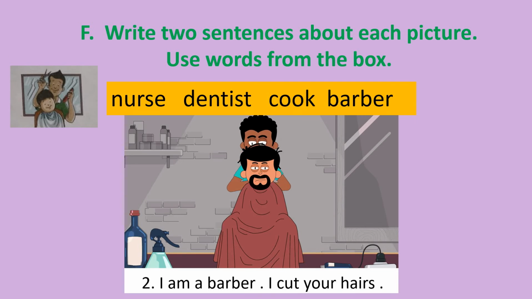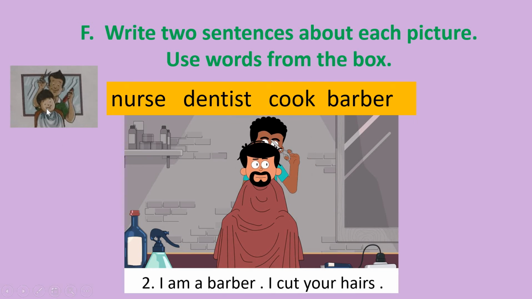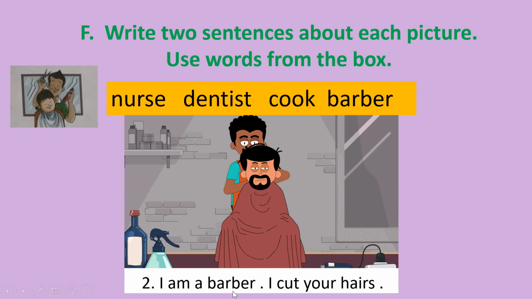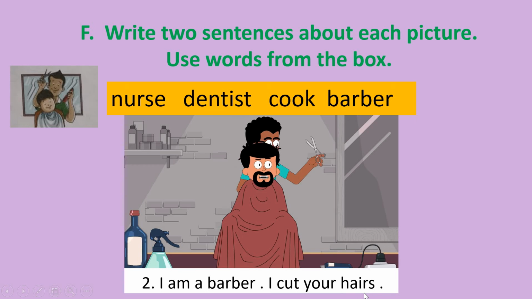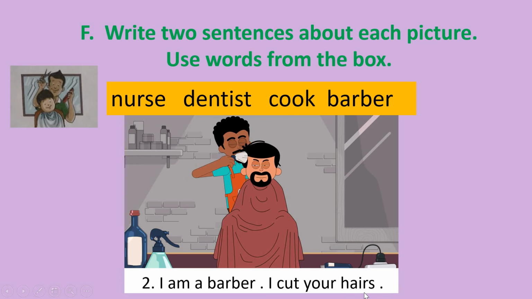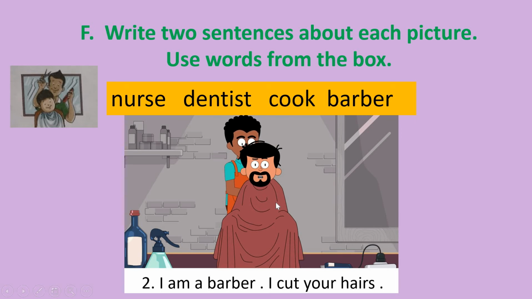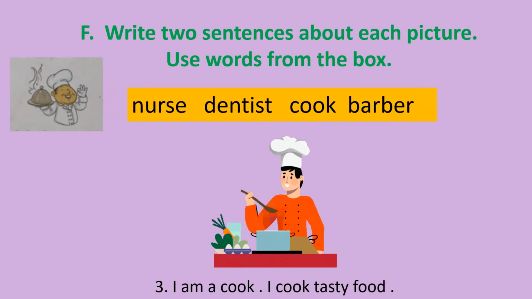Okay. Next is, see the picture. It's a picture of barber. So 2 sentences can be made like, I am a barber. I cut your hairs. You must have been going to barber. You must be going to salon or parlor. Okay. Next is, this is a cook. So what are the lines? I am a cook. I cook tasty food. He's tasting the food. Yummy.